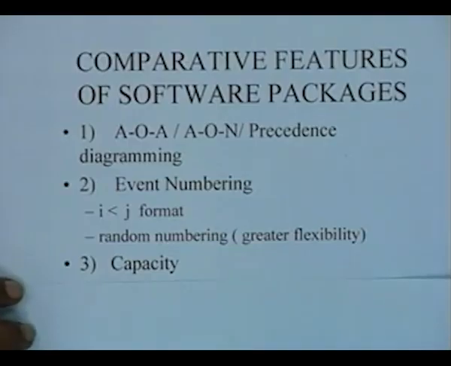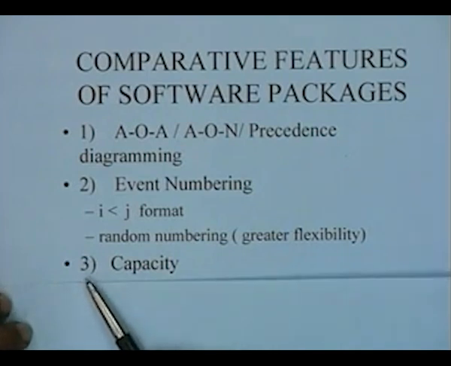But suppose your network is numbered like 10, 11, and in between you want to insert a number of activities. Then you cannot conform to the i less than j format without disturbing the numbering of the entire network. And the numbering becomes a big issue because when networks are large, you probably would not like to disturb the numbering scheme of various other activities in the network. So both these features are available in many packages.